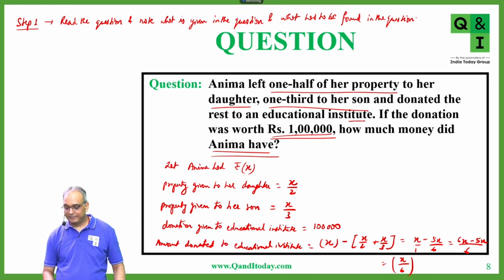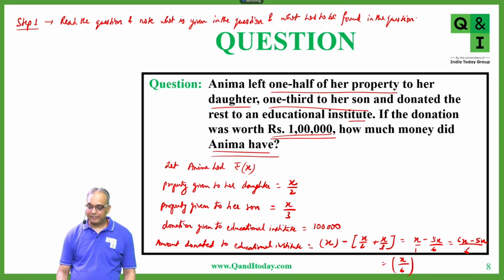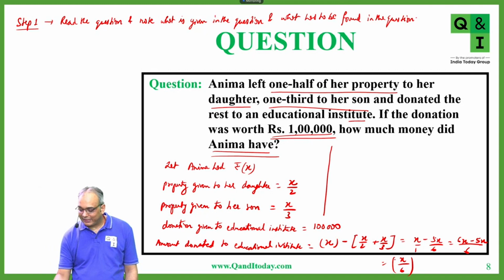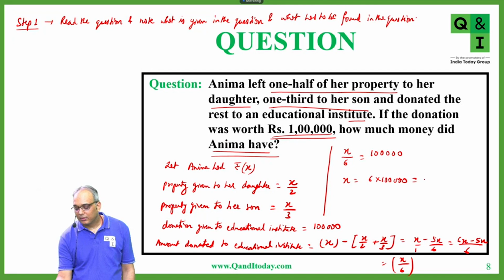Is it clear? Is this clear to everyone? Okay. So now according to the question, the amount donated to the educational institute is 1 lakh. So X by 6 is 1 lakh. So X will be equal to 6 into 1 lakh, that is 6 lakh.